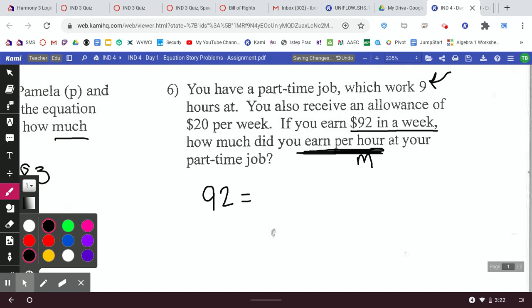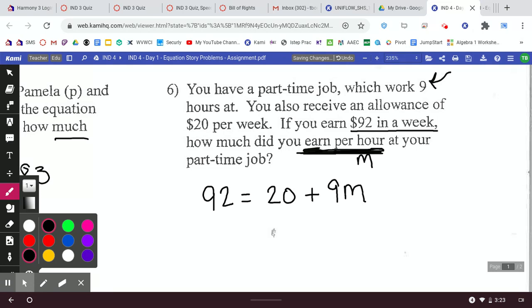How did we earn our money? Well, we got an allowance of $20 per week. So that's part of our money. And then we know that we worked 9 hours, but we don't know how much we made per hour, and that's where we had our M here. So we're going to put our M here. That's our unknown. So we've got $92. That $92 was made by a $20 allowance plus working 9 hours at M amount of money per hour.